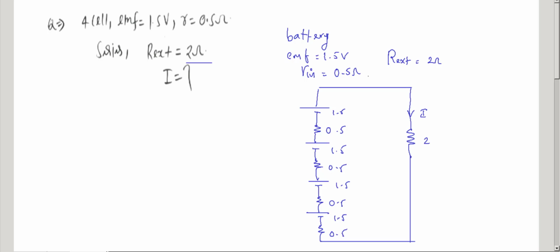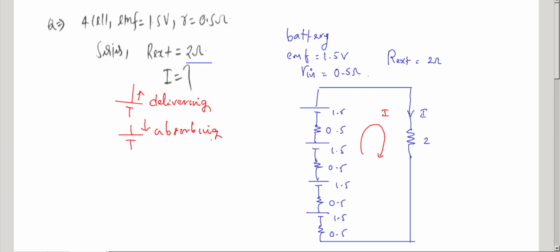So apply KVL. Let's apply KVL here. The current flowing in this direction is given. You know that current always leaves from the positive terminal if it acts as a source. That means current leaving from the positive terminal means it is delivering power. If current enters the positive terminal, it is absorbing power. So you see here, apply KVL.